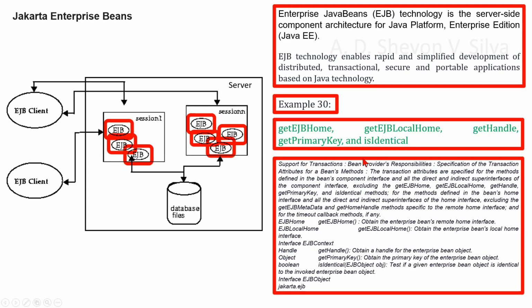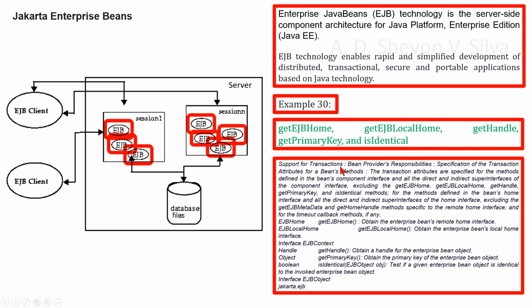Now we are considering specification of the transaction attributes for bean methods in the bean provider's responsibilities in support for transactions. The transaction attributes are specified for the methods defined in the bean's component interface and all the direct and indirect super interfaces of the component interface, excluding get EJB home, get EJB local home, get handle, get primary key, and is identical methods.